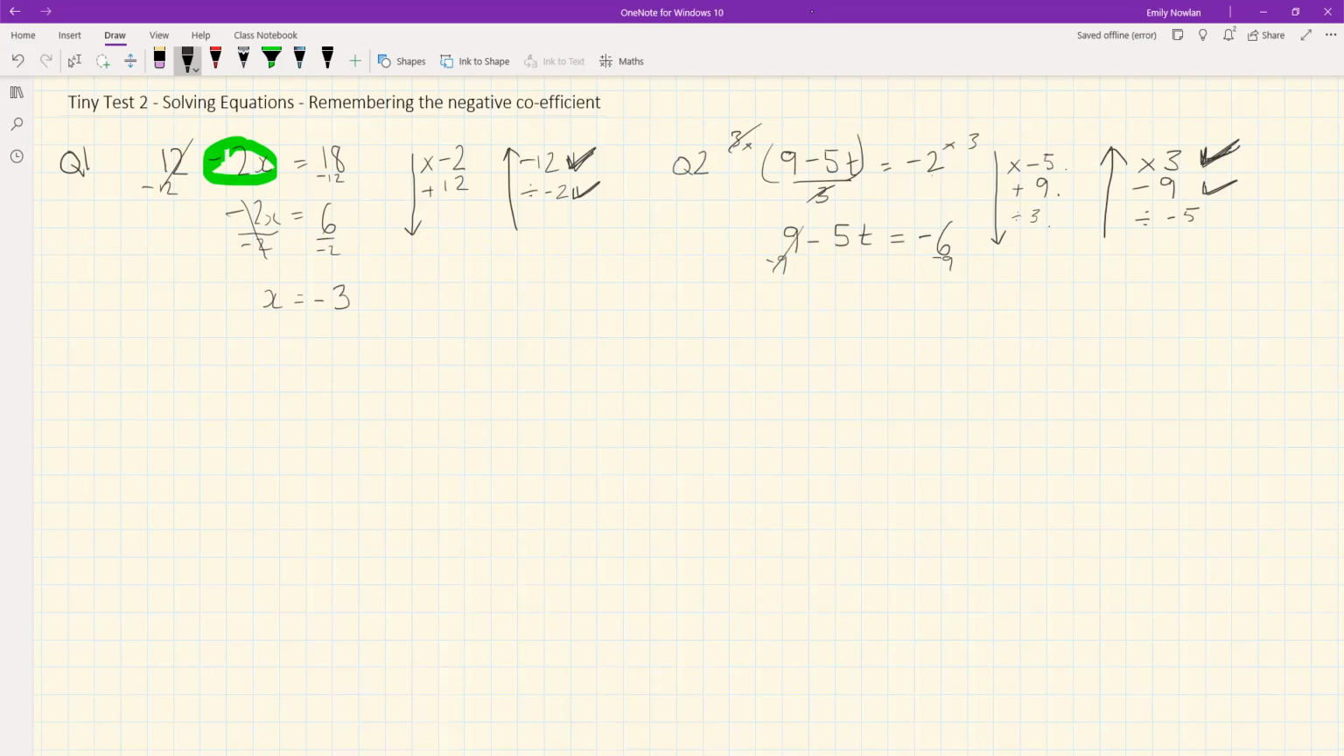Balance on both sides. 9 minus 9 goes. What are we left with? We're left with all of that, minus 5t. Minus 6 minus another 9, we end up with minus 15. So we've done that. Last thing, divide by minus 5. Divide both sides by minus 5. So minus 5 on top, minus 5 on bottom, they cancel out. We're left with t is equal to, now minus 15 divided by minus 5 is 3. There we go. We've done second tiny test.